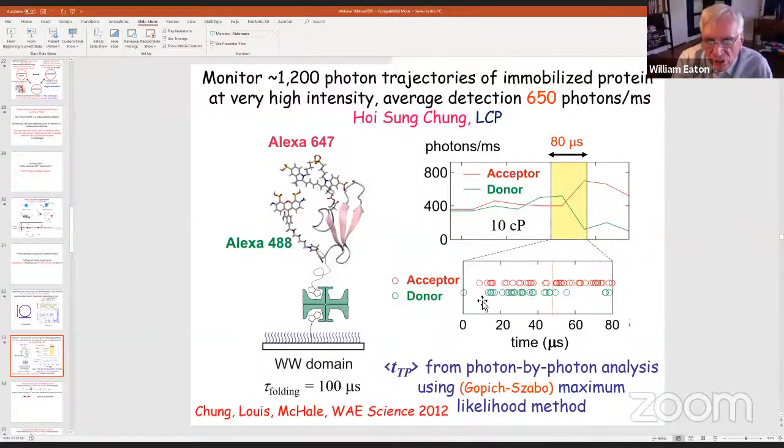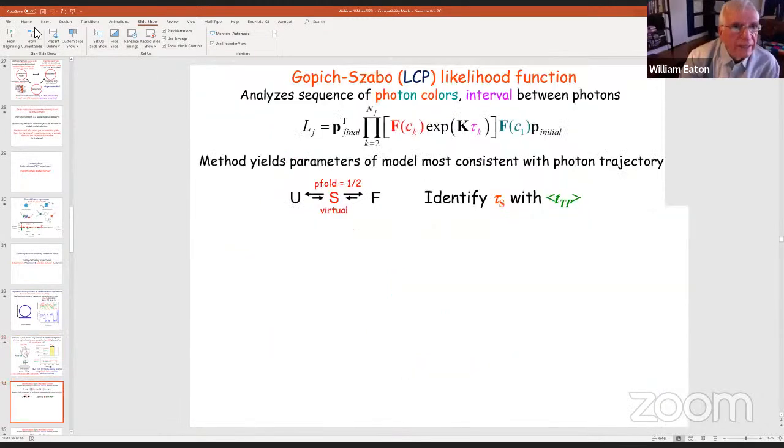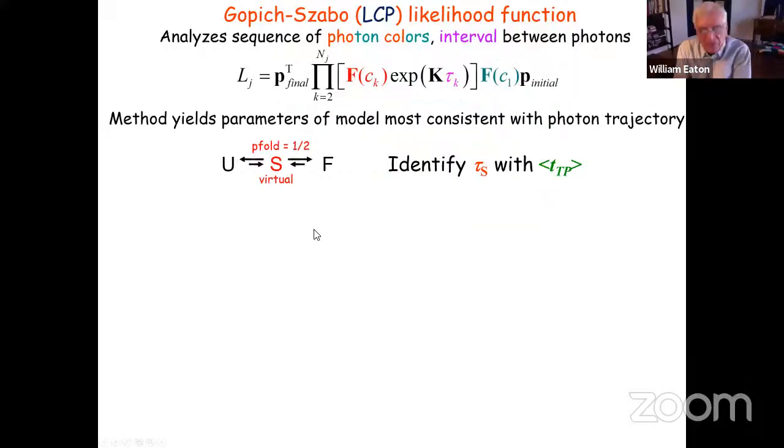So we cut out this region to do a photon-by-photon analysis using a maximum likelihood method that was developed by Irina Gopich and Attila Szabo. I'm going to go back into the presentation mode. The idea of their method is, this is their likelihood function, which is a product of matrices that analyzes a sequence of photon colors and the interval between photons.